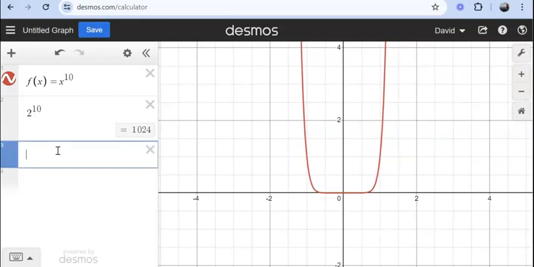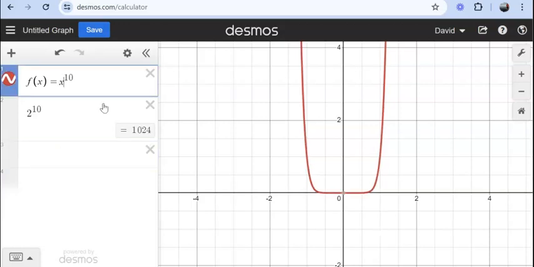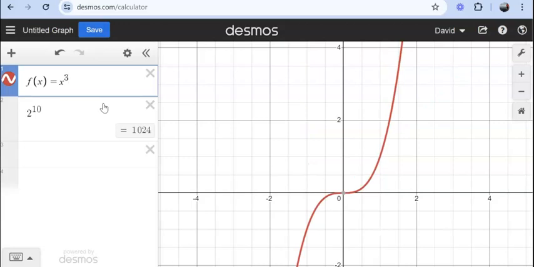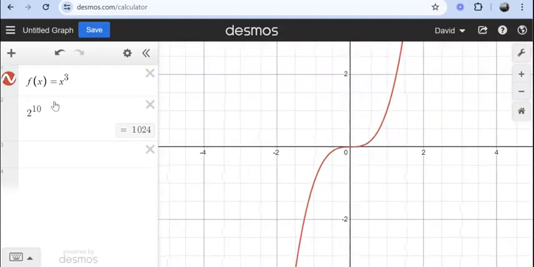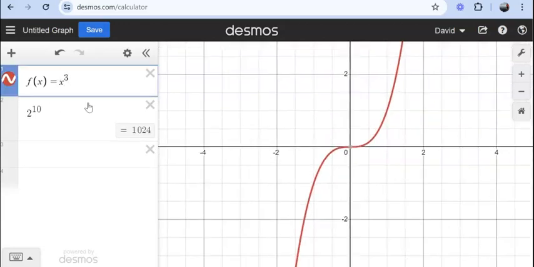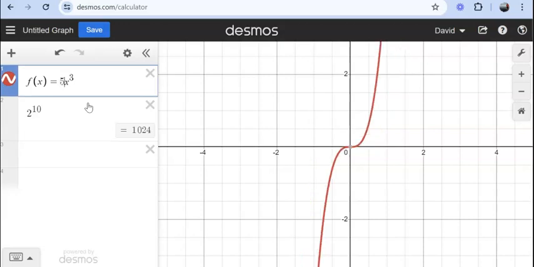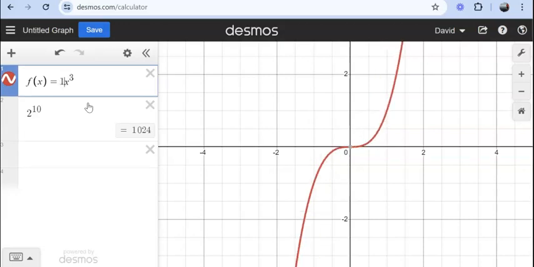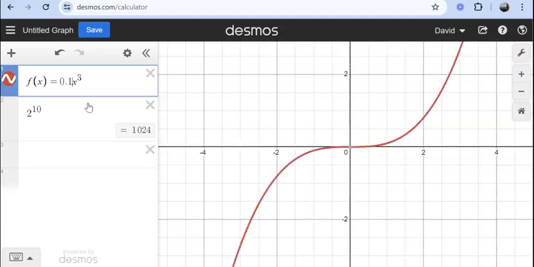So the graph shape for it, and let's see, what else can we do? We could, of course, multiply it by a number. Let's take it back to something that's not so extreme. Let's say x cubed. We could multiply that by a number in front. That still counts as a power function, and that's going to make it either more steep or less steep.